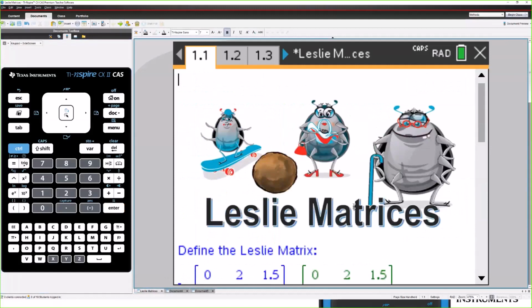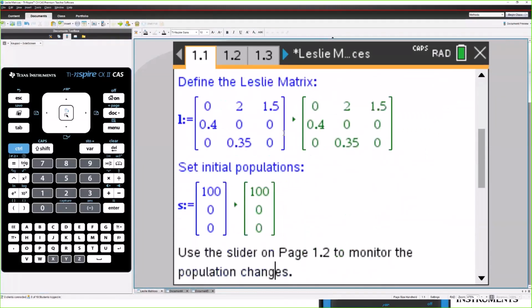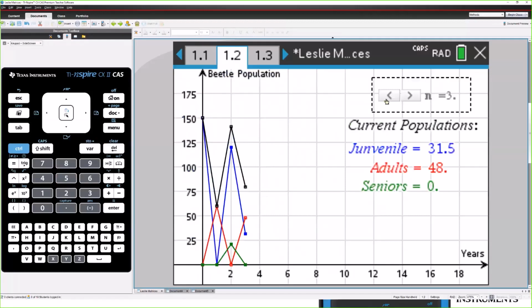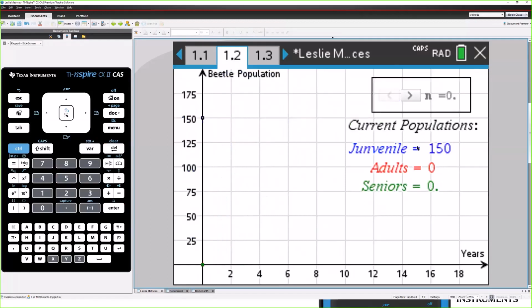So this is a document that you get with the activity, and you can see there's our Leslie matrix for the conditions that we had before, and we can start with, let's say, 150 juniors, no adults, no seniors, and it says, well, go on to the next page, so we can do that. And on here, it's kind of cool. It says you've got 150 juveniles at year 0, and it's graphing it for us. So we can see the junior population takes a massive dive after 1 year. Adults surge up because there weren't any, and the seniors are still not around.